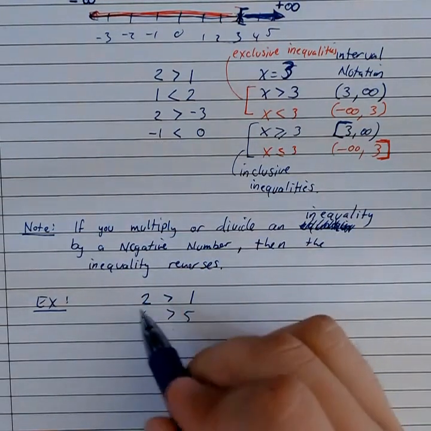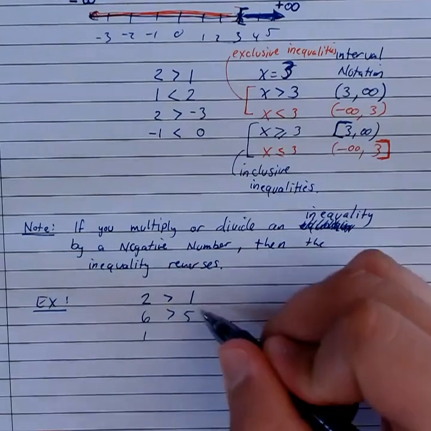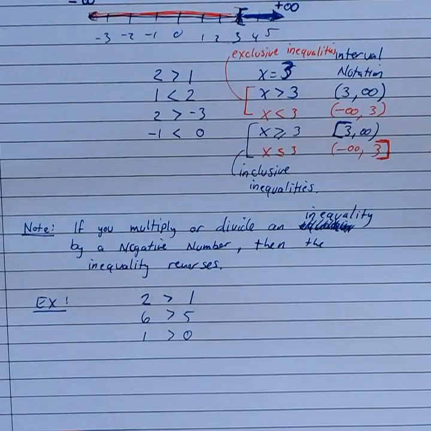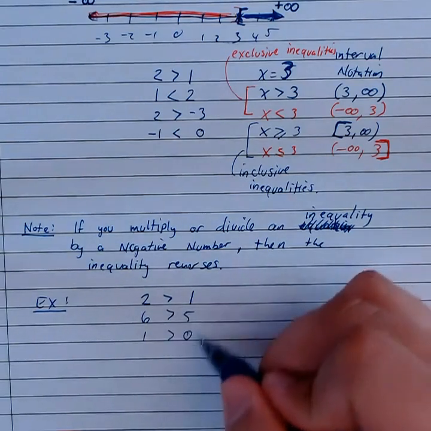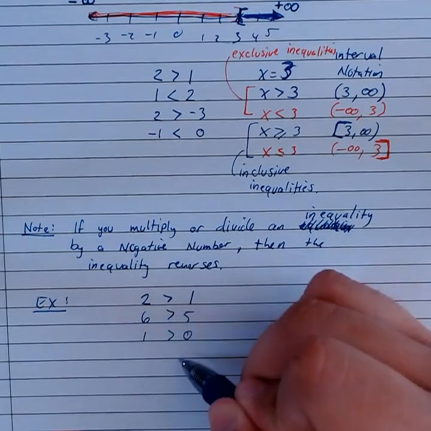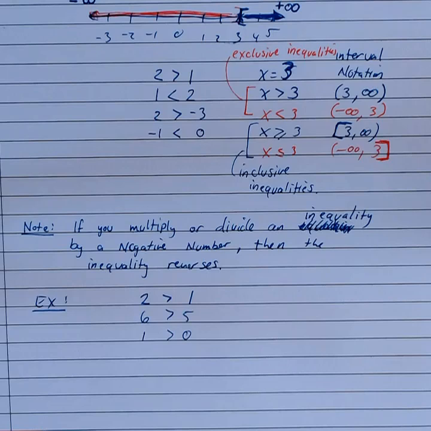Well, what if I subtract? Let's say I subtract 1 from both sides of the inequality. Well, 2 minus 1 is 1, and 1 minus 1 is 0. Well, 1 is still greater than 0. So adding or subtracting doesn't change anything. If I add 4 to both sides, or if I subtract 1 from both sides of my inequality, everything stays the same.